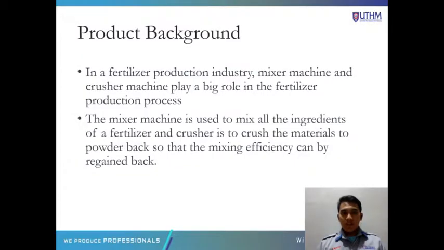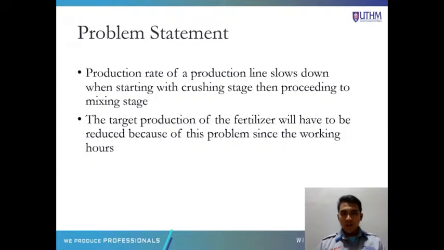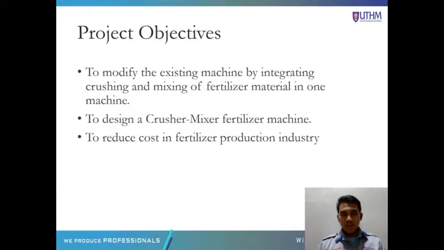For the product background, in the fertilizer production industry, the mixer machine and crusher machine play a big role in the fertilizer production process. The mixer machine is used to mix all the ingredients and the crusher is to crush the material to powder form. For the problem statement, the production rate of the production line slows down when starting the crusher stage then proceeding to the mixer stage. The target production of fertilizer will have to be reduced because of this problem since the working hours.